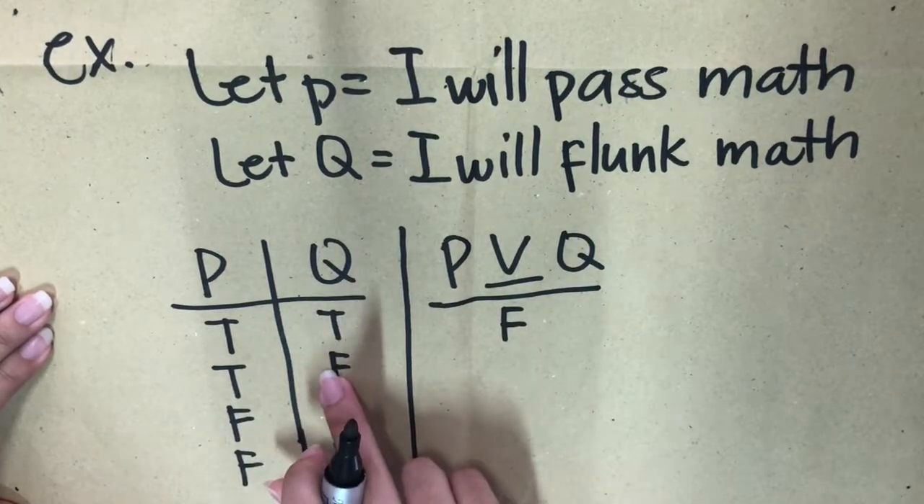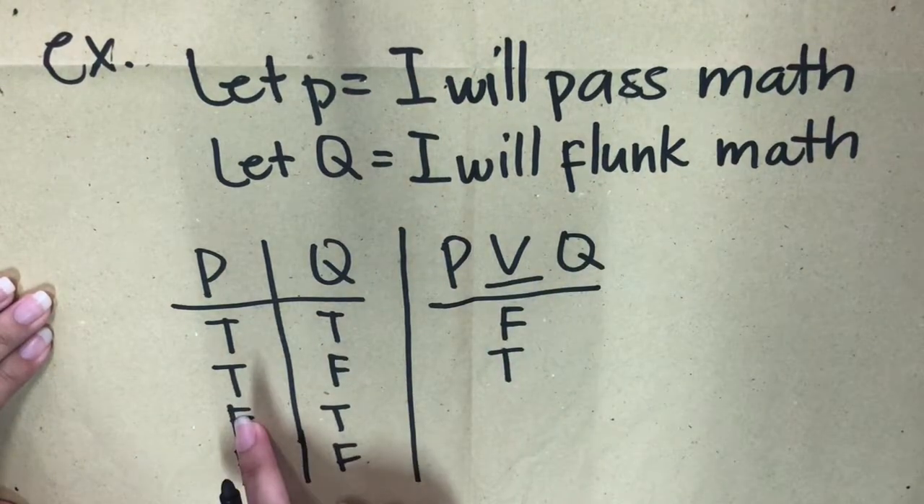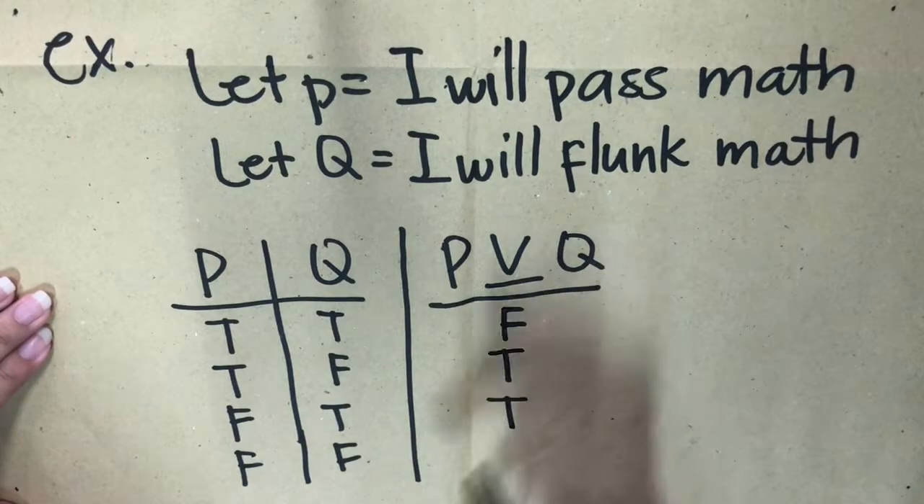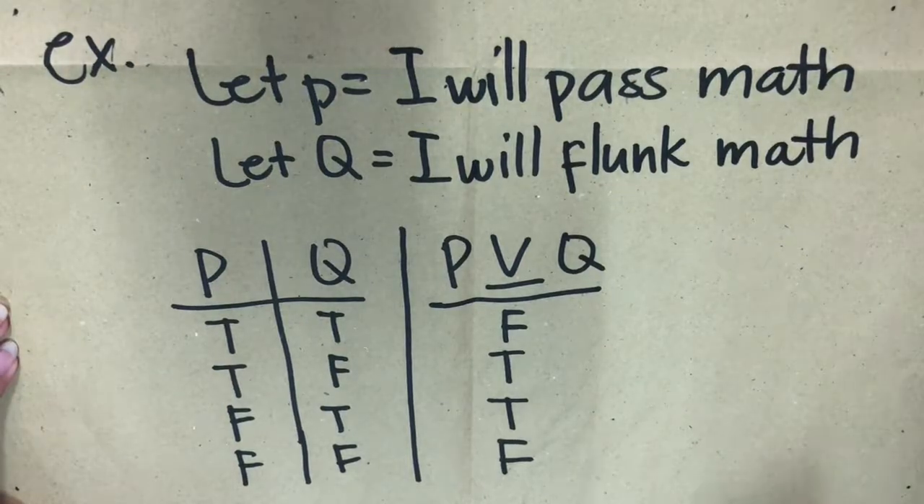This is true because you can pass math, and if you do, that means you did not flunk it. We have P as false and Q as true. This is true because if you flunk math, it means you did not pass math. Now we have our two statements as false. This means you did not pass or you did not flunk math, so nothing.